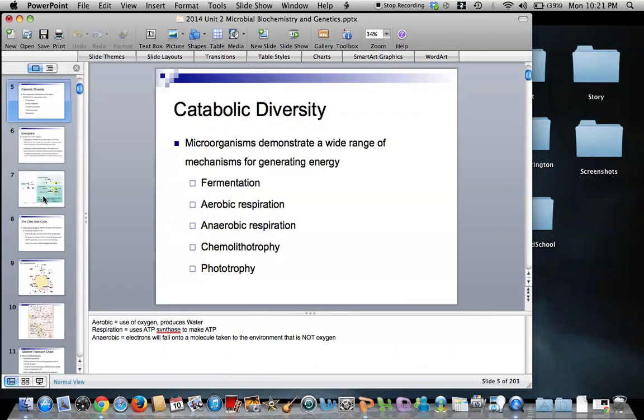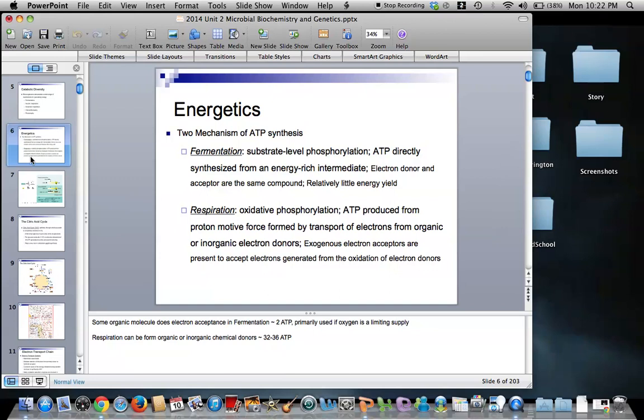Alright, catabolic diversity, so this is the first list of things. FAACP: fermentation, anaerobic respiration, aerobic respiration, chemolithotrophy, and phototrophy. Chemolithotrophy gets its carbon source from chemicals and its electron source from water or some inorganic element, and phototrophy is obviously using sunlight. For this test, we're focusing on aerobic and anaerobic respiration and fermentation. So, fermentation, anaerobic respiration, aerobic respiration, chemolithotrophy, phototrophy.